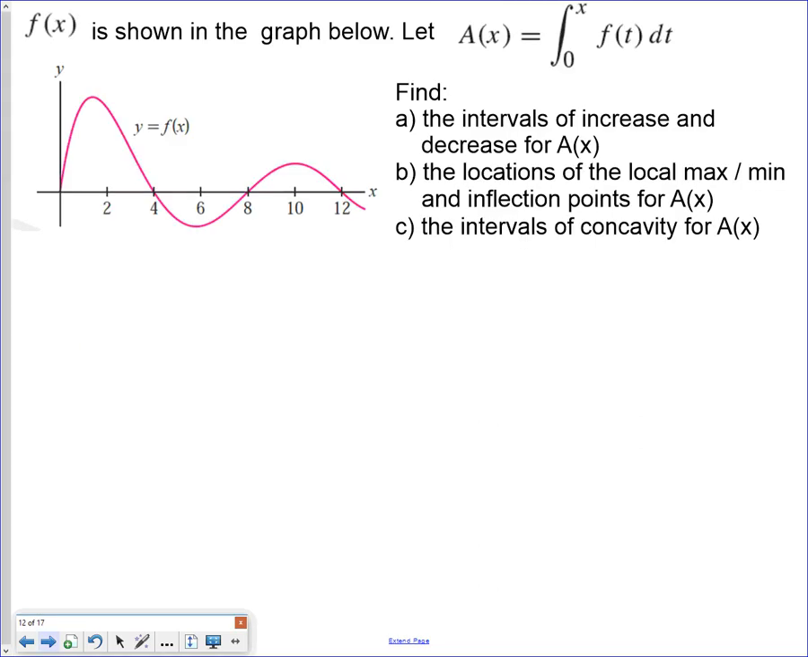Okay, final question here. We have a function f at x shown in the graph.